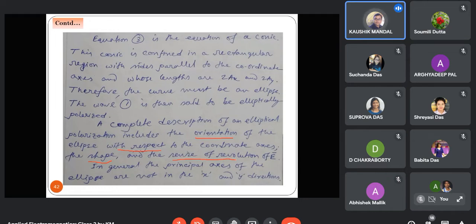That is, what is the orientation of the ellipse with respect to the general coordinate system or coordinate axis. Then what about the shape, whether it is nearly circular, purely circular, an ellipse, or a straight line. So we need to know the shape of the corresponding ellipse, and also the sense of rotation, whether the tip of the electric field vector is rotating clockwise or anti-clockwise. So these three parameters are important to describe an elliptical polarization.